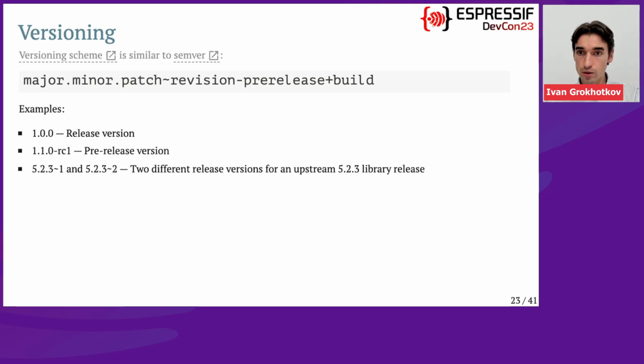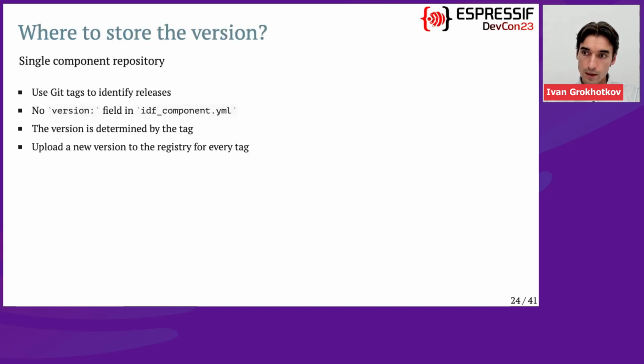So now that we know what the version is, let's take a look at where to store the version. There are two cases here that I want to cover. The first scenario is the simplest one. If we have a repository with just a single component, like we have in our example with the PA tent and GPS driver, in this case I would recommend using git tags to identify releases. This is the most straightforward option for developers, as it's always easy to find where exactly the git tag is pointing to.